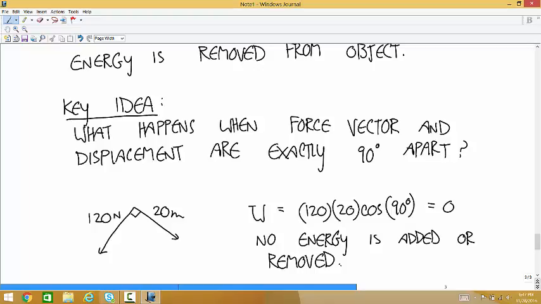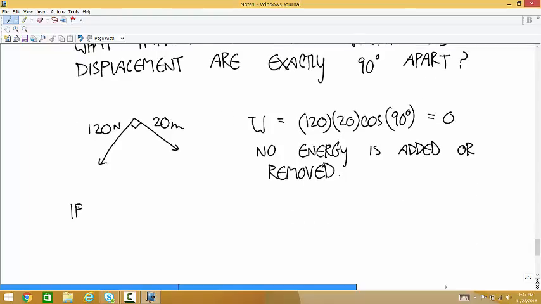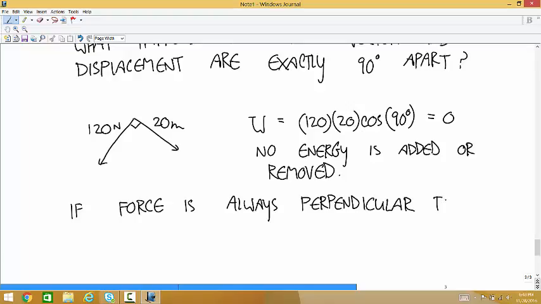Okay, so we're going to come back to that. In almost every problem that we're going to do, there are going to be forces applied to the object that are 90 degrees from the direction of its motion. So if the force is always perpendicular to the direction of motion, that force does 0 work.